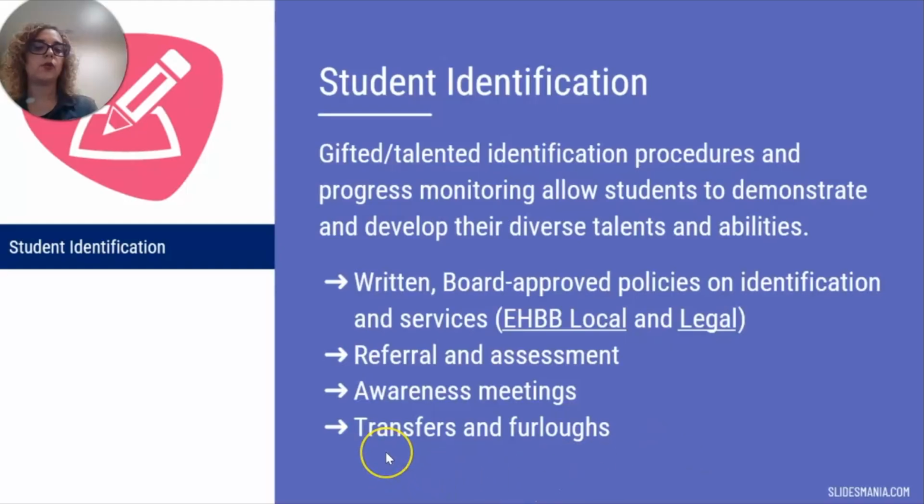Our transfers can be any students from outside of United ISD, and our furloughs are those students who, for whatever reason, at some time in their school years, might need to be exited from the program or furloughed for 1 year due to extreme circumstances. So we look at that and then we communicate with the campus on what decision was made.